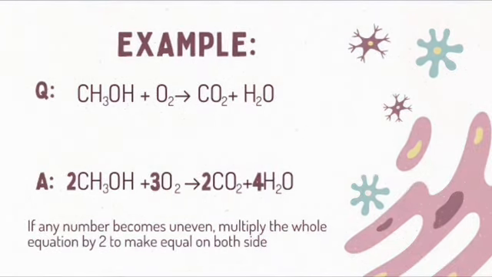For this example, we balance the chemical equation by making sure the number of atoms on the left and right side is the same. First, we count the atoms for carbon, hydrogen, and oxygen on both sides of the equation. Then we adjust the number in front of the compound until every element matches.